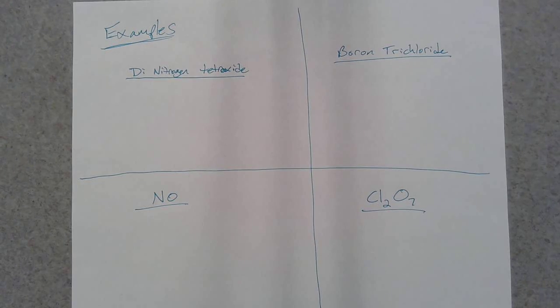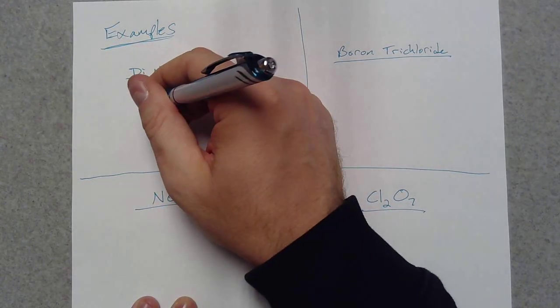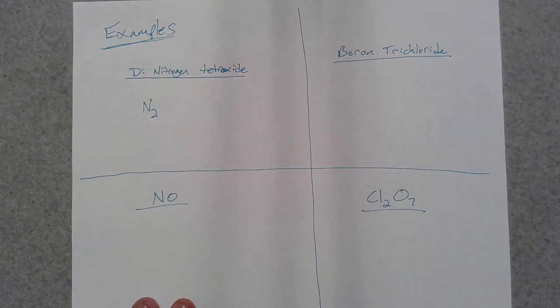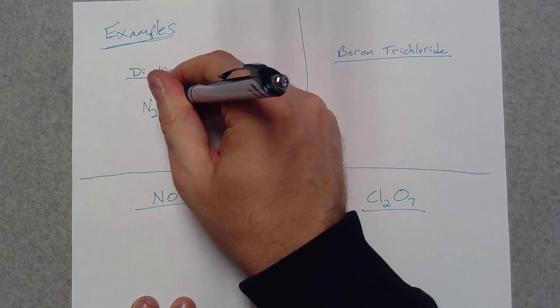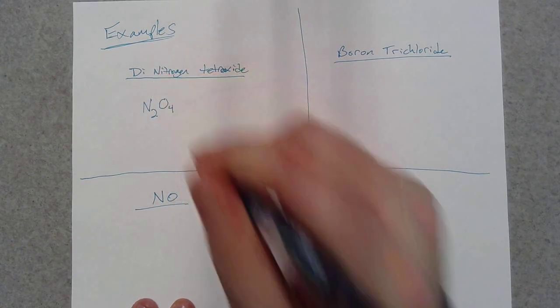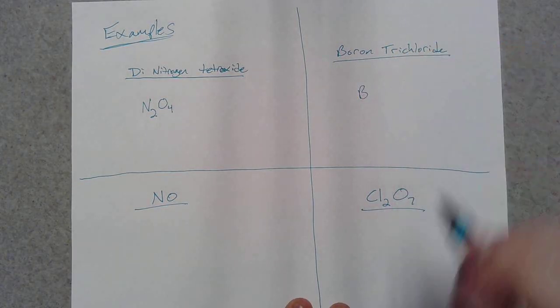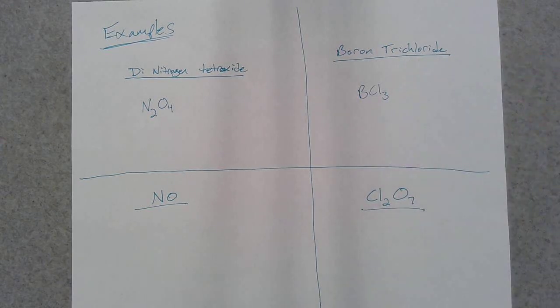Now, let's just take a quick peek and look at this. So dinitrogen. I'm telling you, there's nitrogen, and there's 2 of them. Tetraoxide. So I look over, tetra is 4, and it's oxide, so it's N2O4, right? So tetra meaning 4, right? We got boron trichloride. So I have boron, and it's trichloride, so it's Cl3.